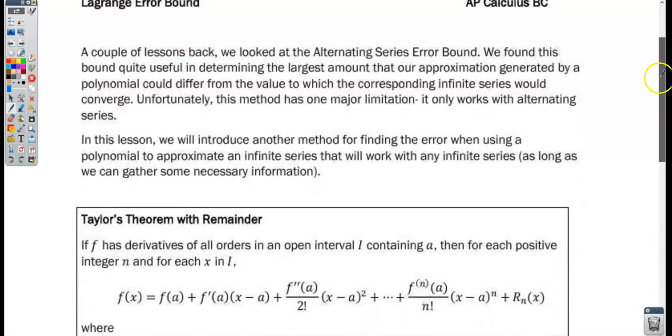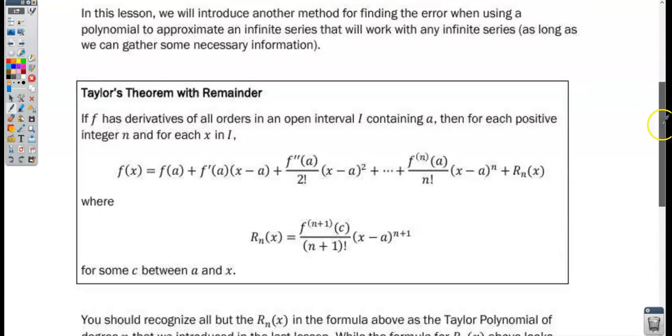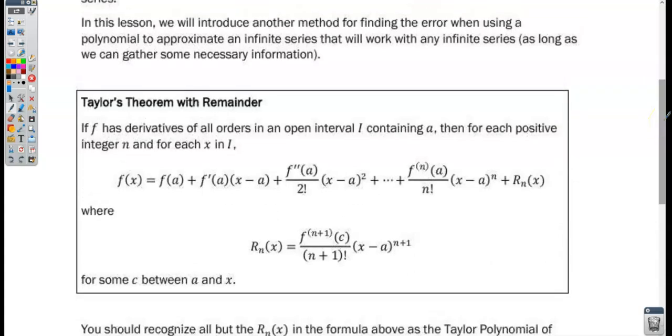We start with Taylor's theorem with remainder. If a function has derivatives of all orders in an open interval, then for each positive integer n and for each x in the interval, f of x is equal to f of a plus f prime of a times the quantity x minus a plus f double prime of a over 2 factorial times the quantity x minus a squared, plus all the way up to the nth derivative at a over n factorial times x minus a to the n, plus r sub n of x.